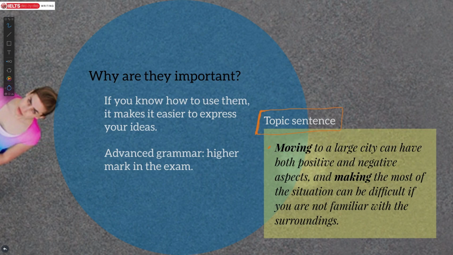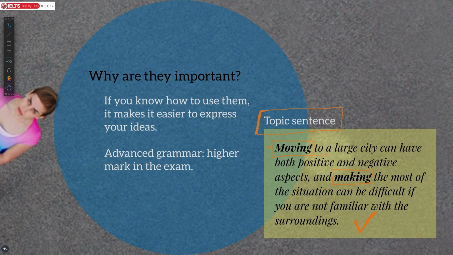Moving to a large city can have both positive and negative aspects, and making the most of that situation can be difficult if you're not familiar with the surroundings. Notice, both times here there's a perfectly good topic sentence to start your essay, at least the main body of your essay, the first paragraph of your essay, if your essay is about moving to a big city. And there you can see there's the gerund. Over here as well, there's 2 gerunds.